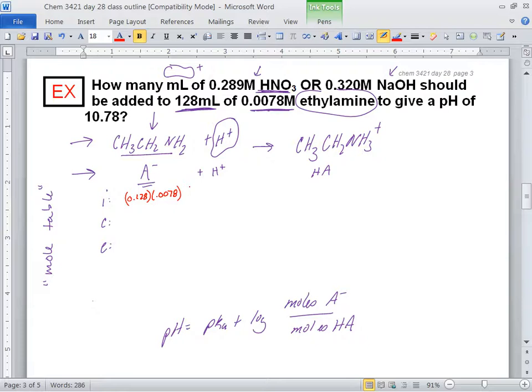Is there any H plus initially with this? No, because the concept here is all you've got is ethylamine. Okay, how much nitric acid do we have to add? So initially all you have is ethylamine in that beaker, 128 milliliters of it. So nothing there initially for the H plus. Is there any conjugate acid form there initially?